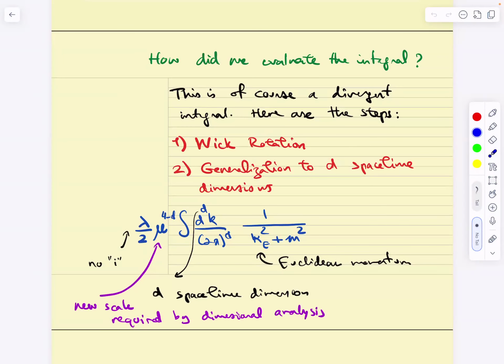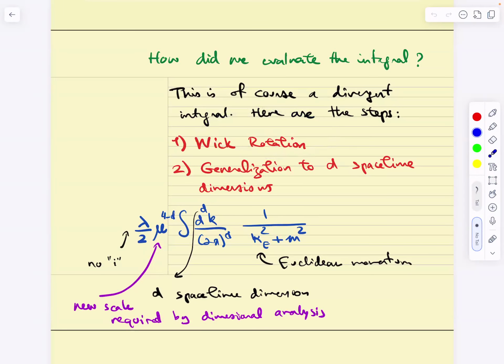Now, after Euclidean continuation, what you're going to have is 1 over (K_E squared plus m squared) squared, d^d K over (2 pi)^d. We are in 4 dimensions. So now the second step is generalization to D space-time dimensions. Let me explain this. So there are only 2 steps, right? But I want to make sure that, yeah. Clear.